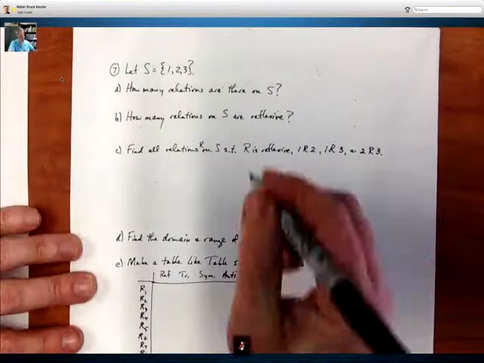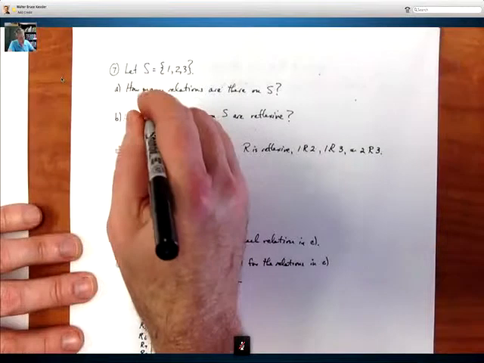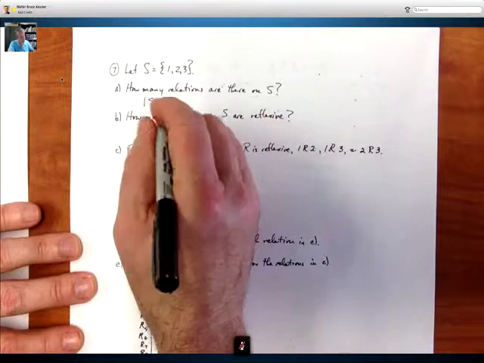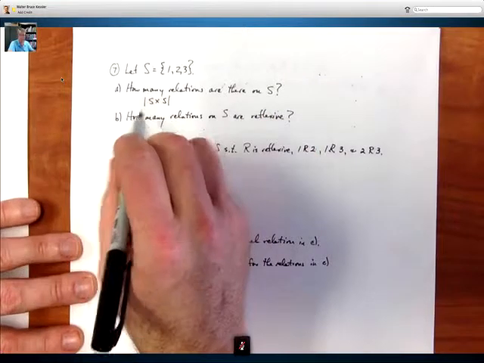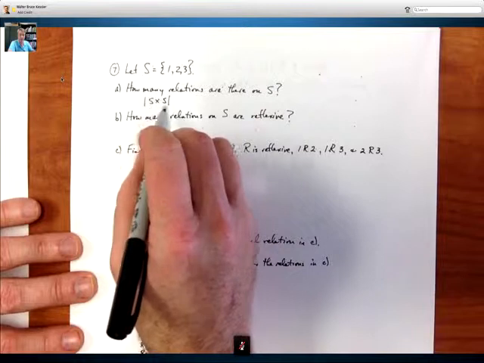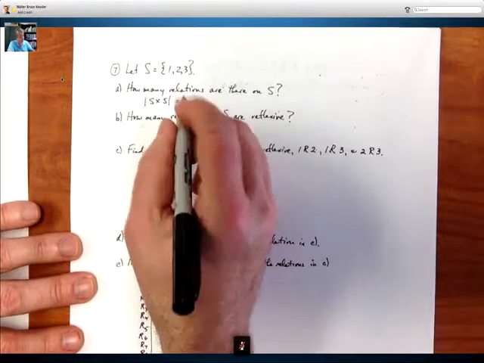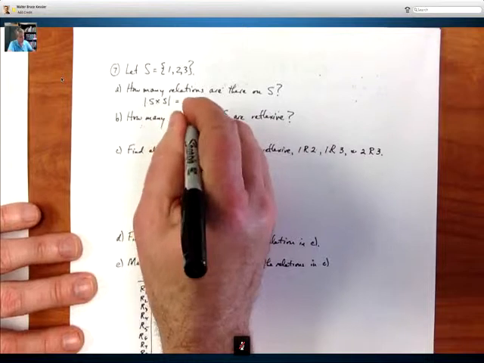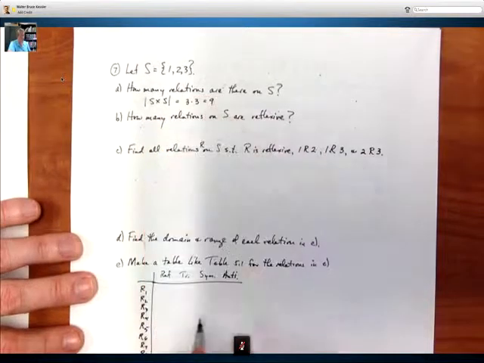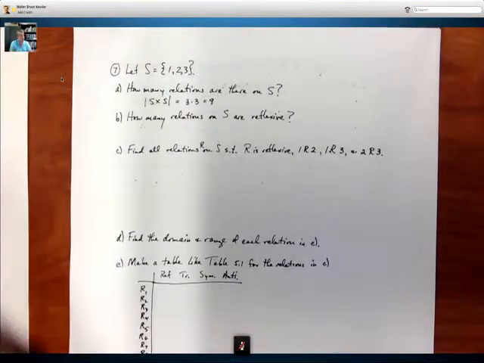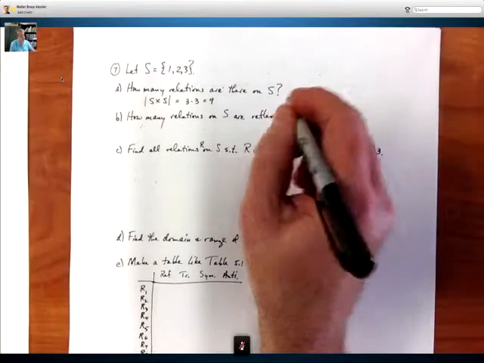7 says, all right, well, how many relations are on S? Well, if you think about how many things are in S, how many relations are there on S? Well, anything on S is going to be a subset of the Cartesian product of the set with itself. And this actually has 3 times 3, 9 elements in it. Right? You can almost count them out. 1,1; 1,2; 1,3; 2,1; 2,2; 2,3; 3,1; 3,2; 3,3. Okay, so there they are.